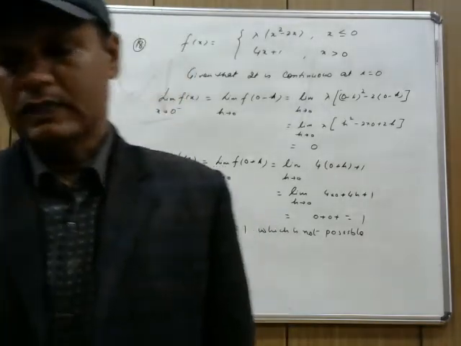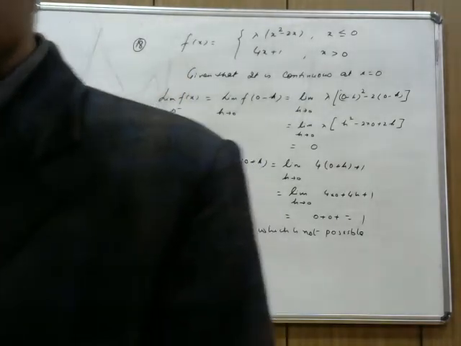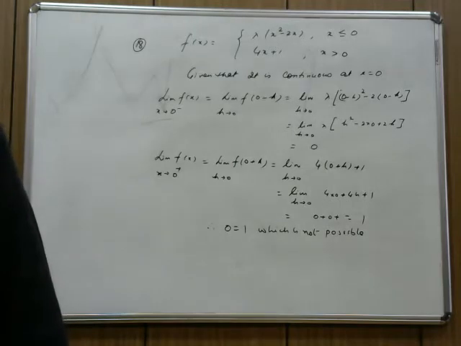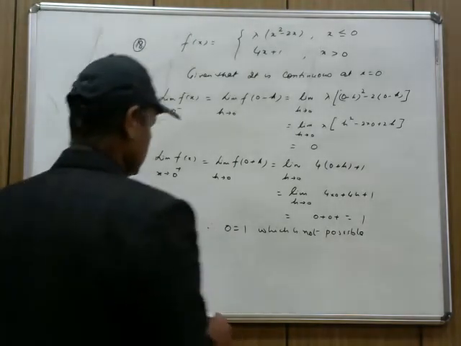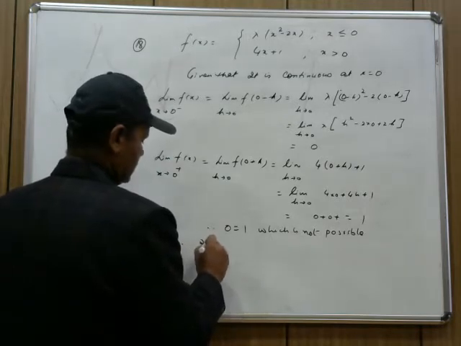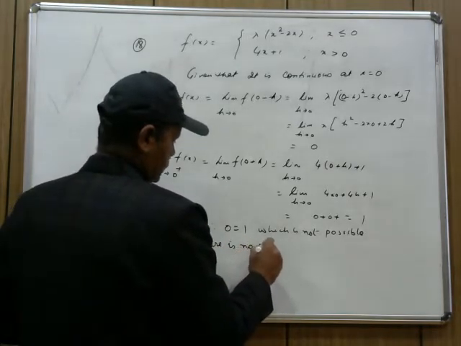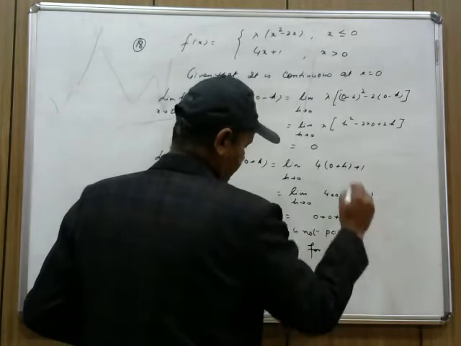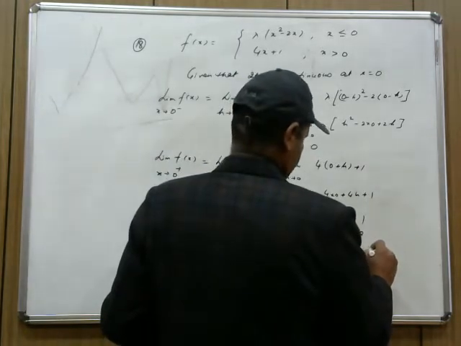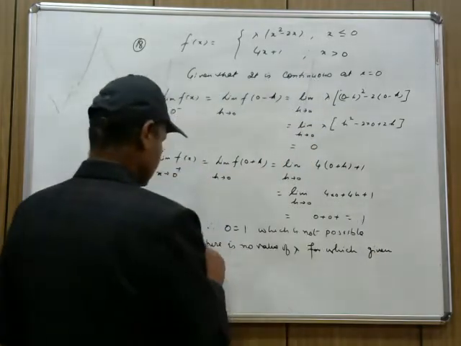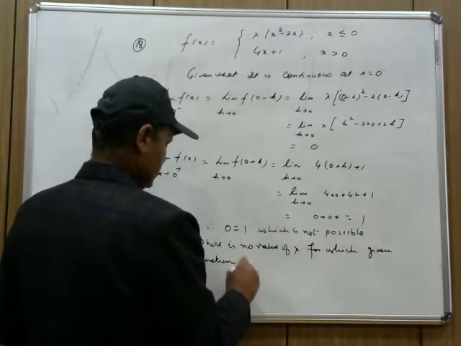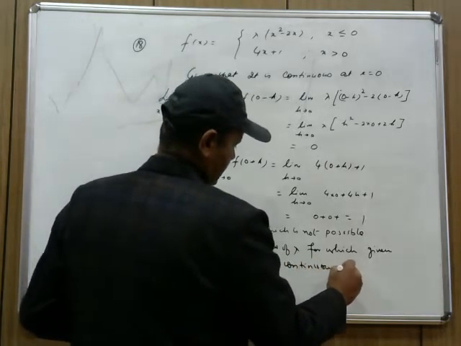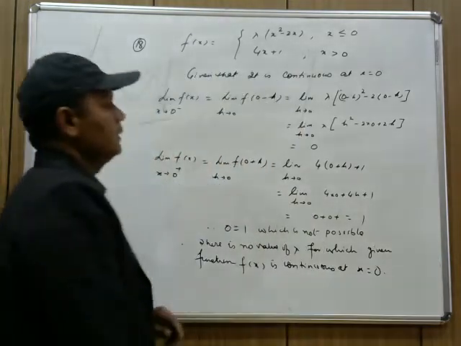That's why we will write there is no value of lambda for which the given function f of x is continuous at x equal to 0. This is the first part of the question.